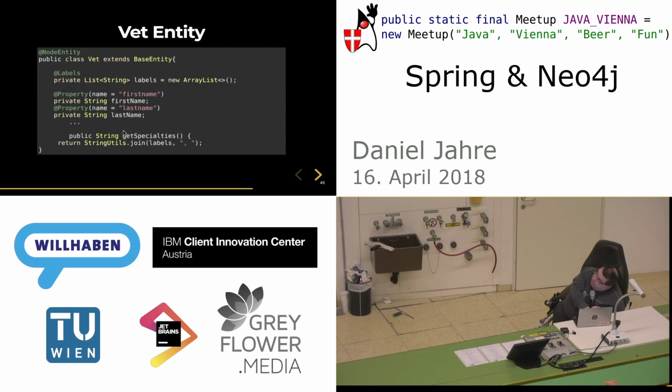And what I am doing here is for the specialties of the vets, surgeon, dentist and stuff, I'm returning them as a join of the additional labels. Because there's only one view in the pet clinic that's showing you a list of the vets and their specialties. There is no logic in it, no querying, no additional stuff. And so I did it that way.